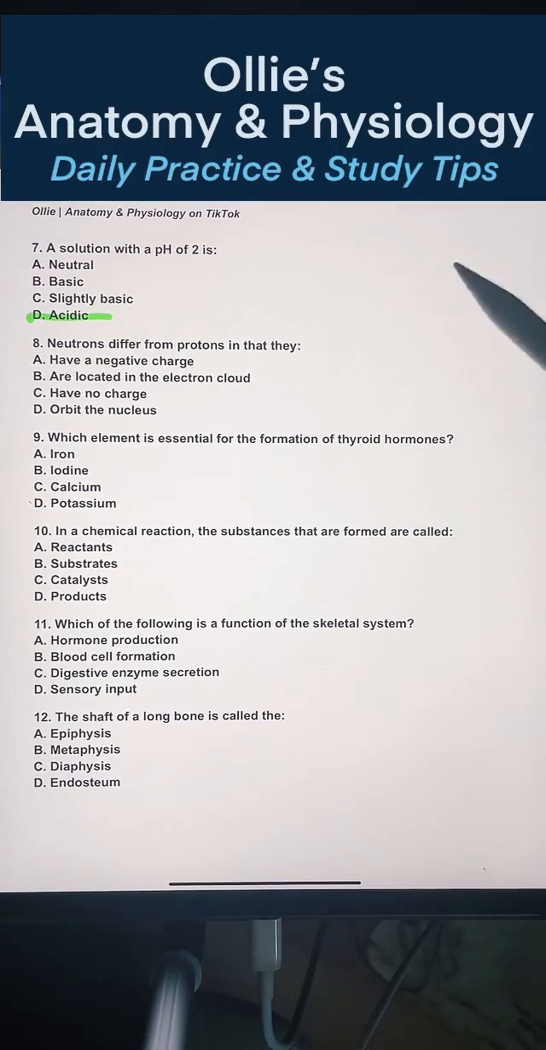Number 8, neutrons differ from protons in that they what?